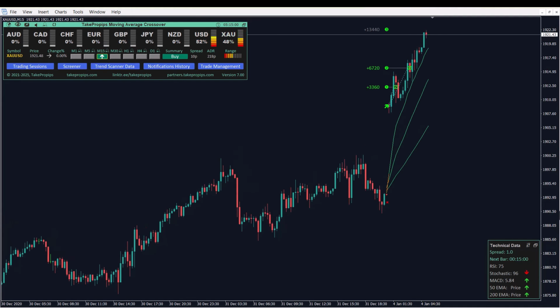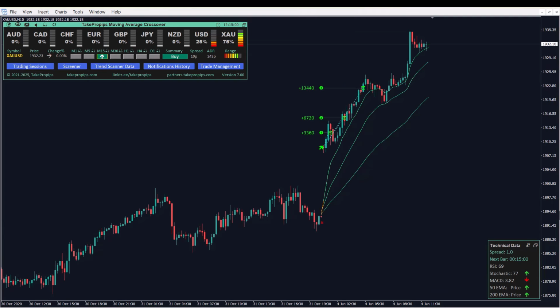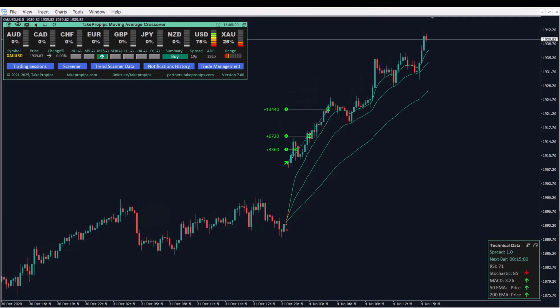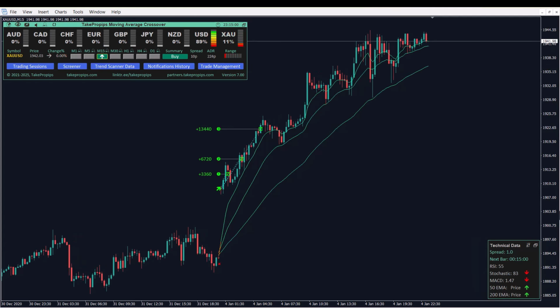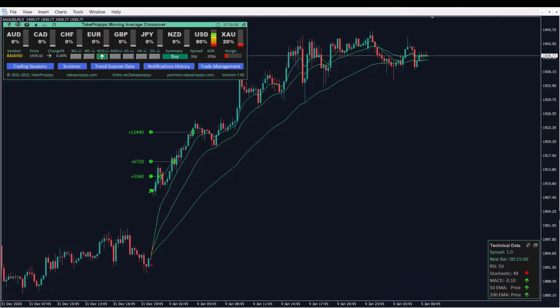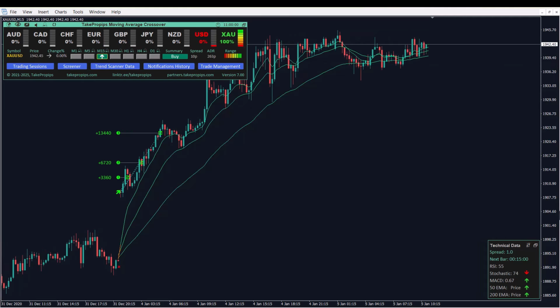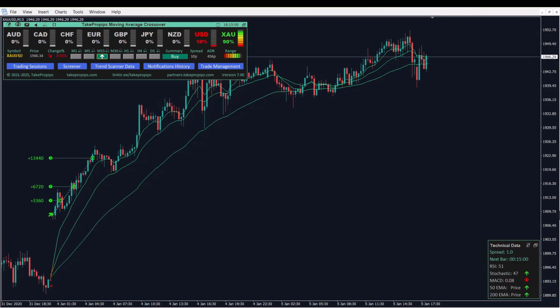Range trading is one of those strategies that often gets overlooked, but it can be incredibly effective, especially when the market isn't trending. Instead of chasing breakouts or waiting for a trend to form, you're simply taking advantage of price bouncing between support and resistance. It's simple in theory, but having the right indicators can make a huge difference.